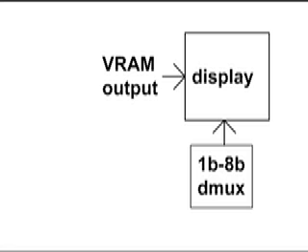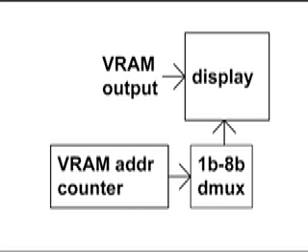A 1-bit to 8-bit dmux is used to select the row. The VRAM address counter simultaneously provides the dmux and the VRAM chip with a 3-bit address. The counter is incremented quickly from 0 to 7 in order to refresh all the rows on the display.